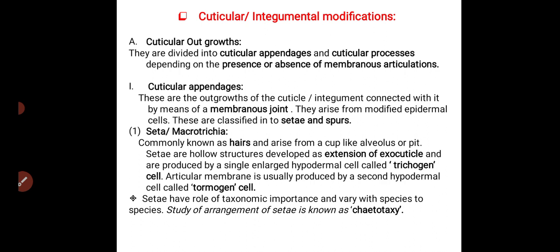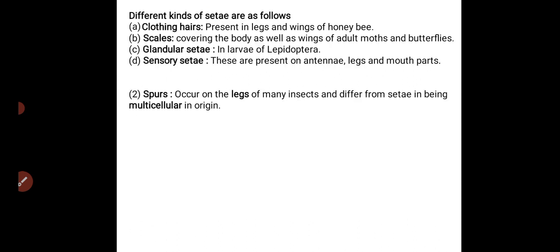These are classified into setae and spurs. Setae or microtrichia, commonly known as hairs, arise from a cup-like alveolus or pit. Setae are hollow structures developed as extensions of the exocuticle and are produced by a single enlarged hypodermal cell called the trichogen cell. The articular membrane is usually produced by a second hypodermal cell called the tormogen cell. Setae are of taxonomic importance and vary from species to species. The study of the arrangement of setae is known as chaetotaxy.